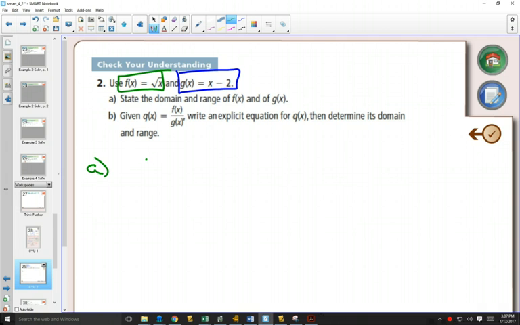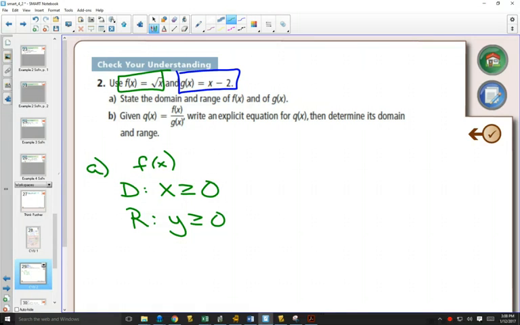So for part A, for f of x, the domain, well, square root of x has to be positive. X is greater than or equal to 0. The range, again, this is going back to our first chapter, chapter 3, and thinking about all of our parent graphs. You should have an image of the square root of x graph in your head, and you would know, oh yeah, the range is greater than or equal to 0.